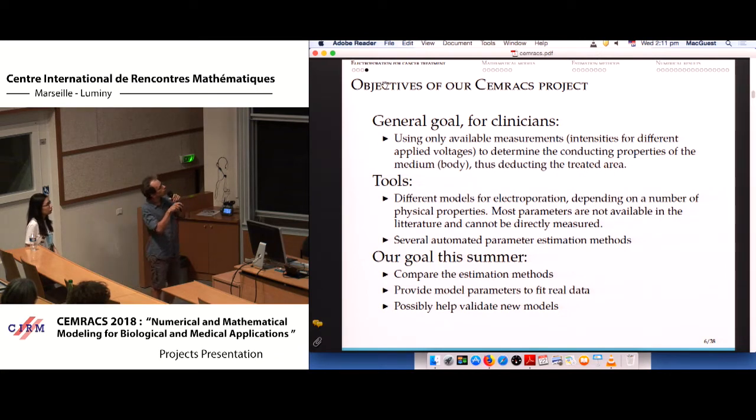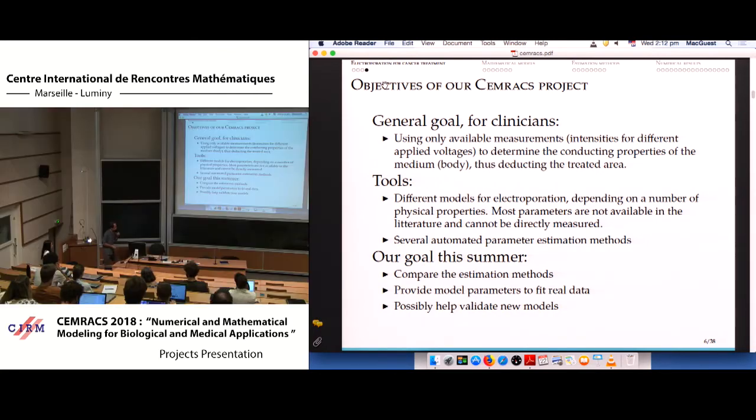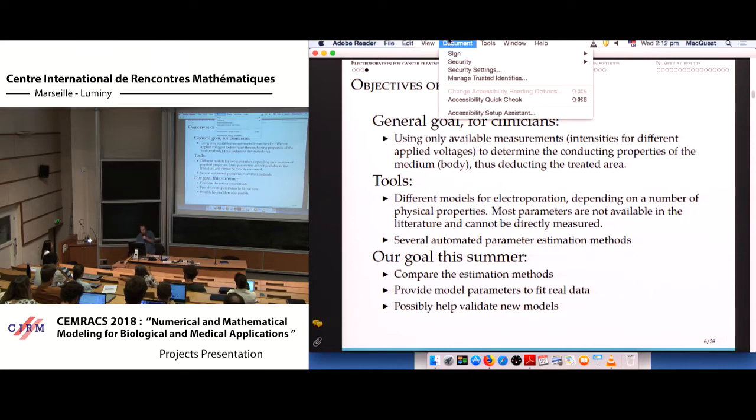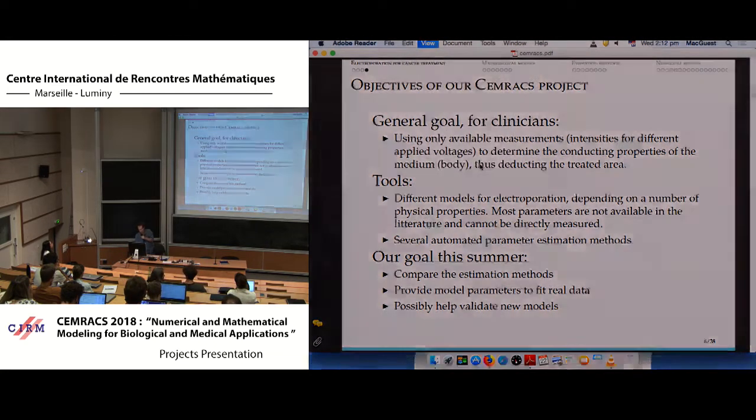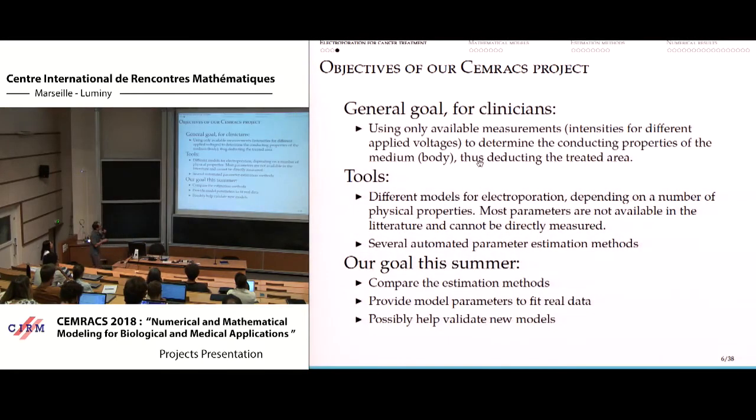So for this we have a battery of models which I will present now, and another battery of estimation methods. Our goal is to compare the estimation methods, and maybe recover some realistic parameter values for these models. Some of them are very new, so there are still a lot of experiments to be done, and maybe we can help validate those models. Hopefully we can go to the end.